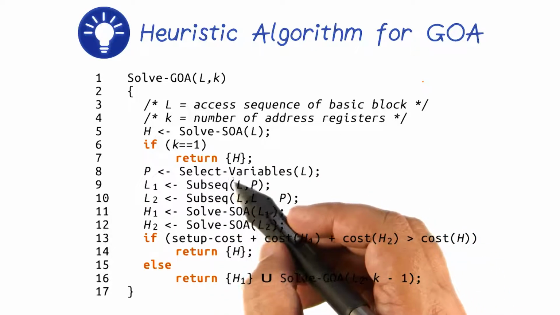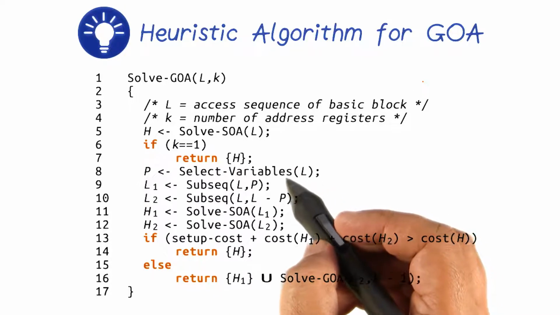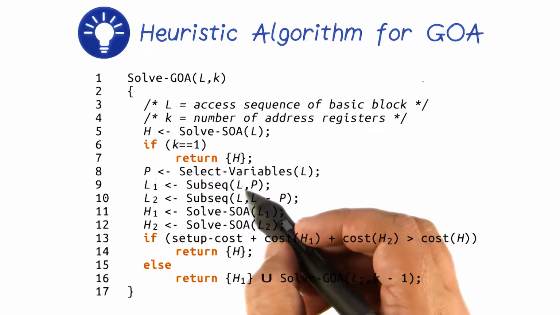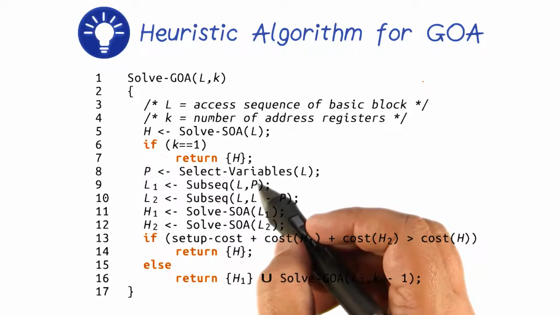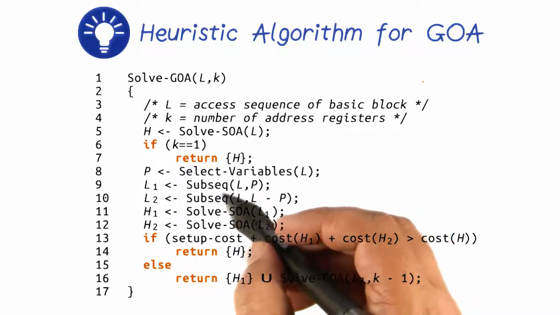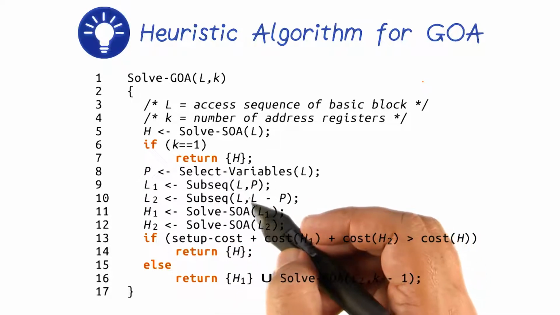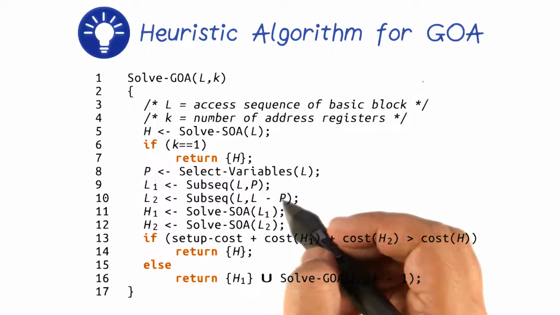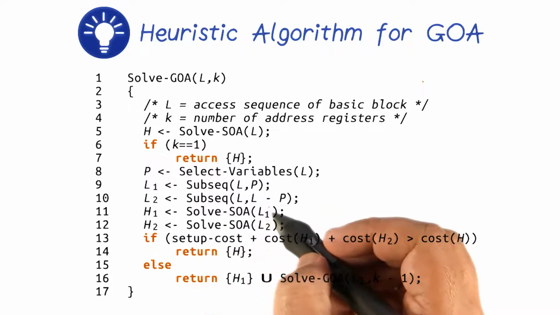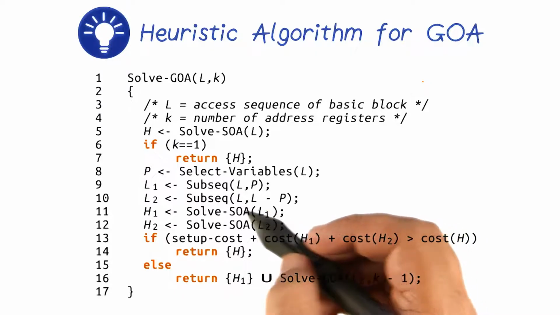What we'll do next is build a subsequence of those variables which are in P. Remember again, we took away all the accesses which are not A, D, or E. We just put the A, D, and E accesses next to each other, noted their transition frequencies, and so on, and that is called the subsequence. We'll also build a subsequence of the remaining accesses which are not in P. And then we will solve each one of these using a SOA, that is, using a single address register.